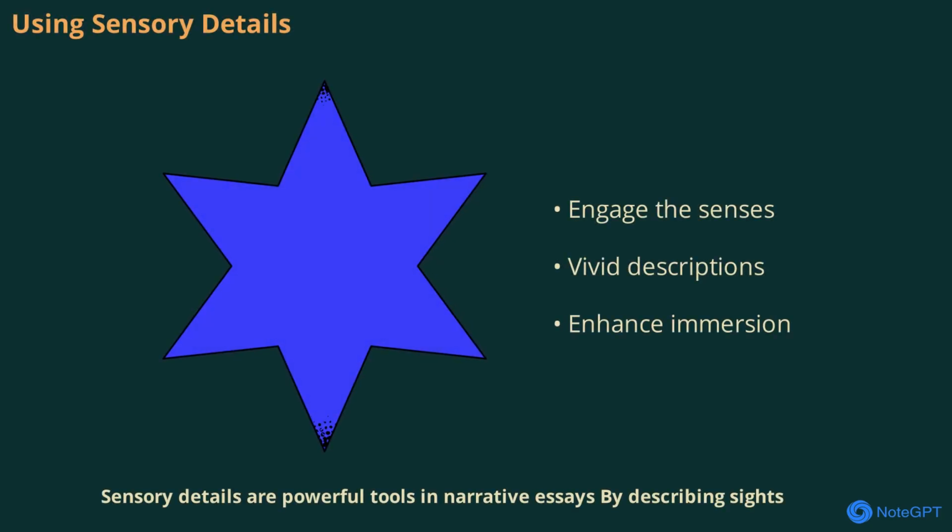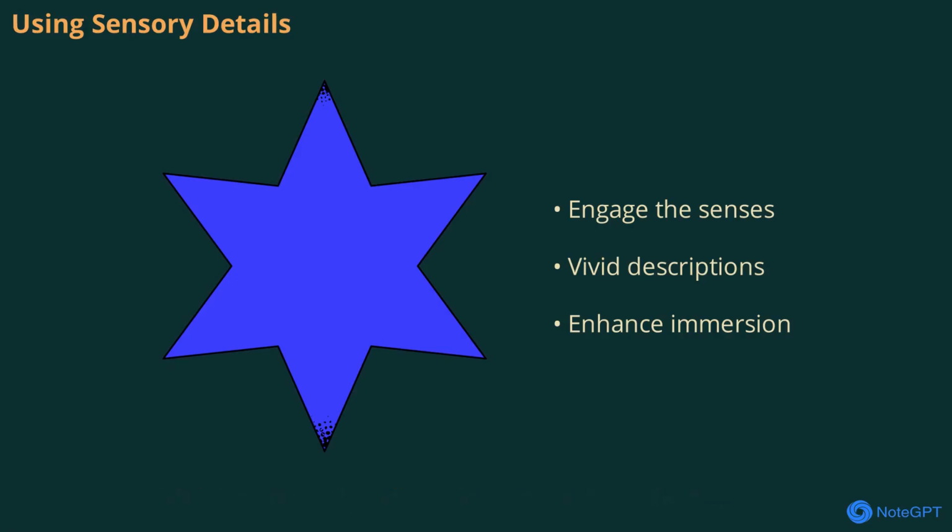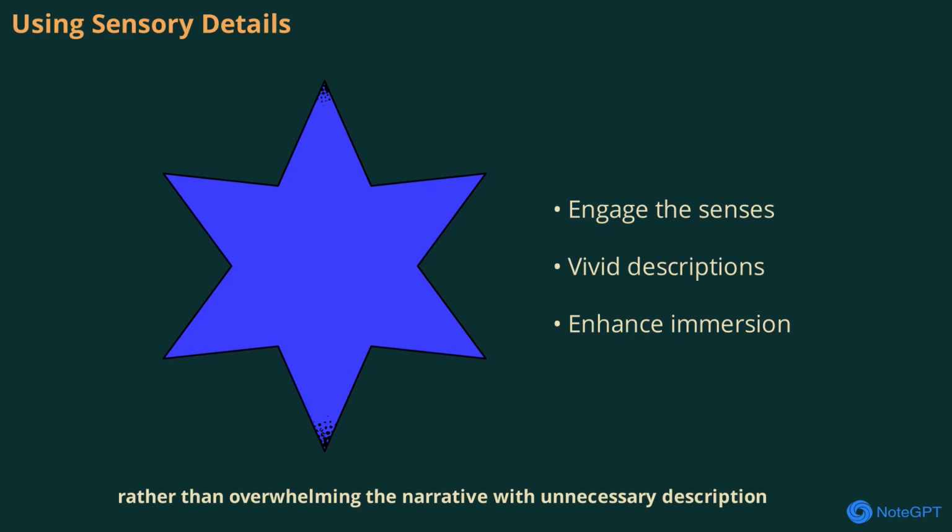Sensory details are powerful tools in narrative essays. By describing sights, sounds, smells, and textures, you bring your setting to life and engage your readers' senses. Select sensory details that are relevant and enhance the story rather than overwhelming the narrative with unnecessary description. Thoughtful use of sensory language helps readers feel present in the moment, making your essay more vivid and memorable.